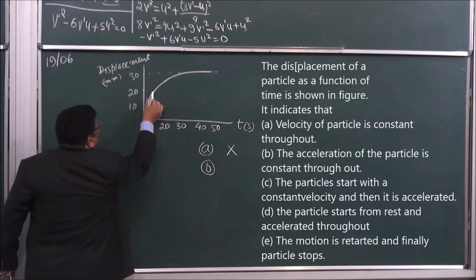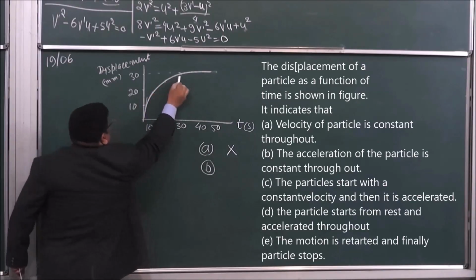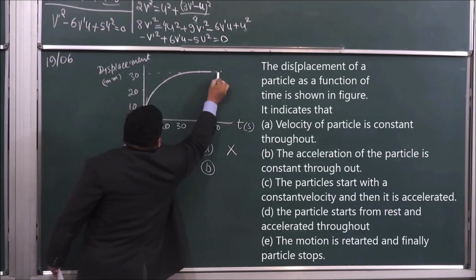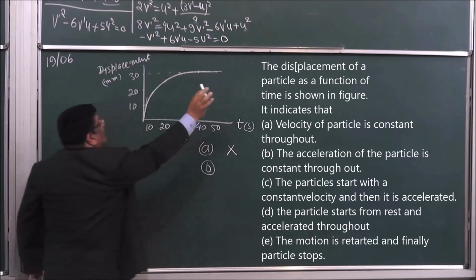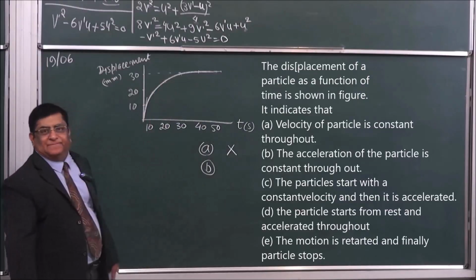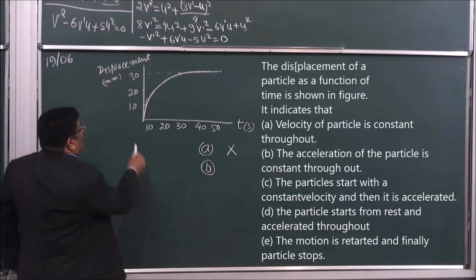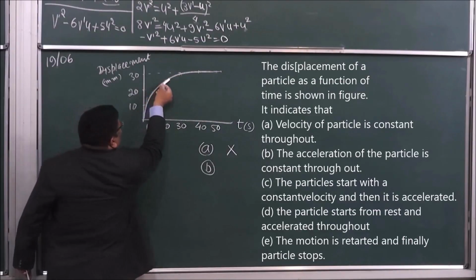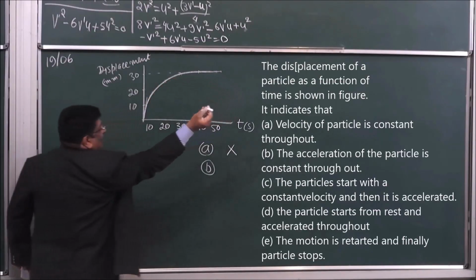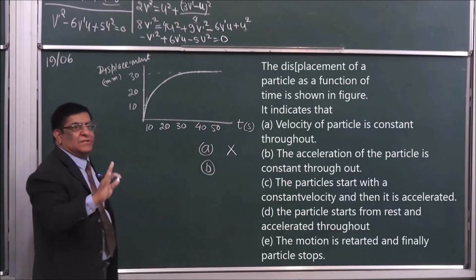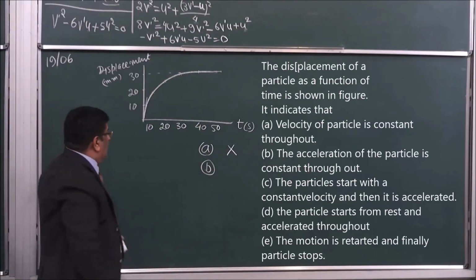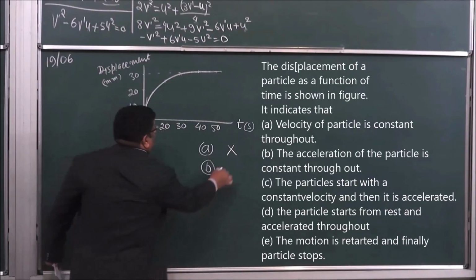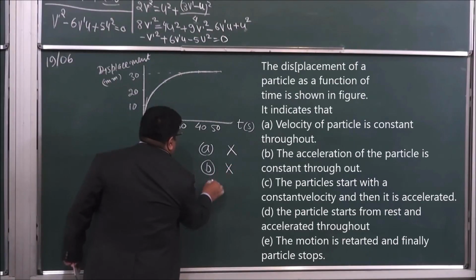Again there is a change, curve. Again there is change, curve. Again no change, no change, no change. Velocity is not changing. No acceleration. That means somewhere acceleration is more, somewhere acceleration is medium, somewhere there is no acceleration. That means acceleration is not uniform. So option B says the acceleration is constant. This is a wrong statement.